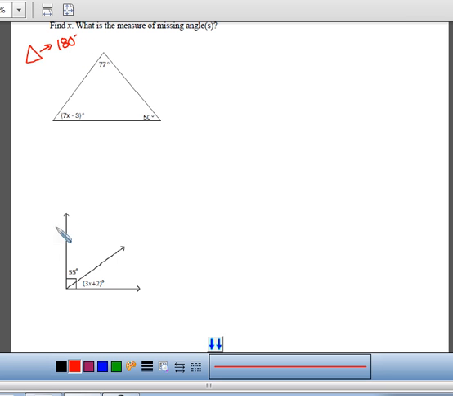I'm going to go ahead and take a look at this next one. This one is not a triangle this time. Now it looks like we have a right angle and 2 angles inside of it. And what that tells me is I'm dealing with complementary angles. And remember, complementary means 90 degrees.